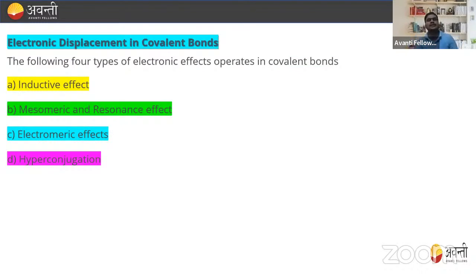Now we are going to study the electronic displacement in the covalent bond. Basically, the following four types of electronic effect operate in a covalent bond: the inductive effect, the mesomeric or resonance effect, the electromeric effect, and hyperconjugation. We are going to study all these four in detail.